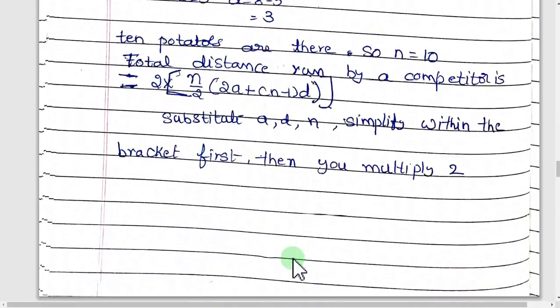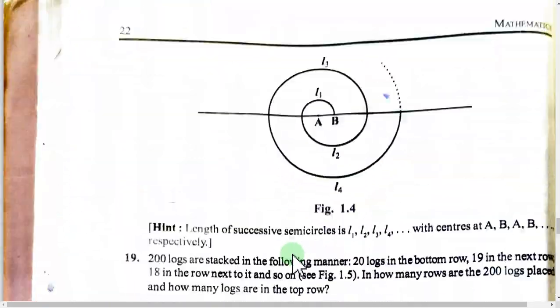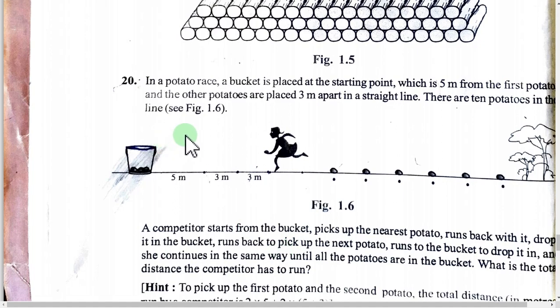Next, the 20th question also. Once we will read the question. The question is here. See, in a potato race, a bucket is placed at the starting point. The bucket is here, which is 5 meters from the first potato. The first potato is here. The distance from the bucket to the first potato is 5 meters. And other potatoes are placed 3 meters apart in a straight line. So these are potatoes. This is also a potato. This is also a potato. And other potatoes are kept 3 meters apart in a straight line. There are 10 potatoes in the line.